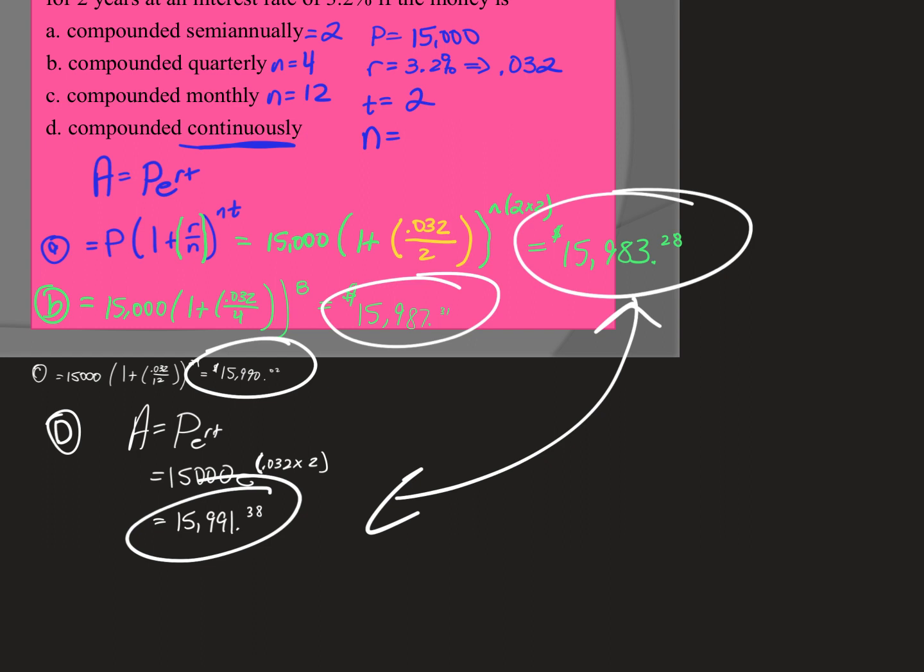Daily. How many days are in a year? 365. Okay, good. So we need to know annually is how many times a year? Once. Annually is once. Semi-annually. Twice. Quarterly. 4 times. Monthly. 12. Daily. 365. Okay, good.